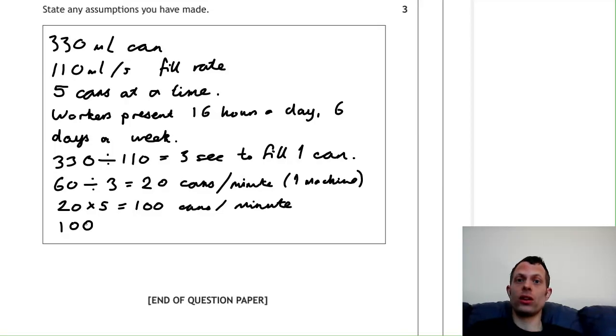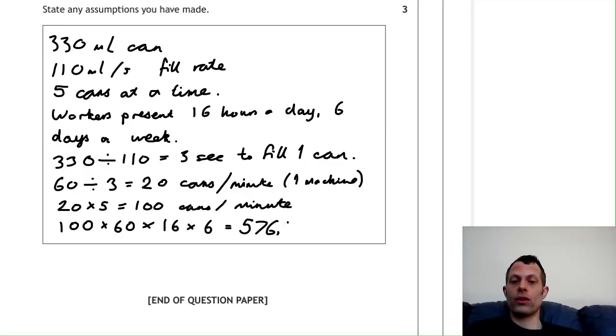Now we just need to multiply by the time available. So 60 minutes in an hour, 16 hours a day, and 6 days a week. Do this on a calculator, or you work it out in your head or on paper. You do have a calculator in the exam. 576,000 cans, and that is our final answer.